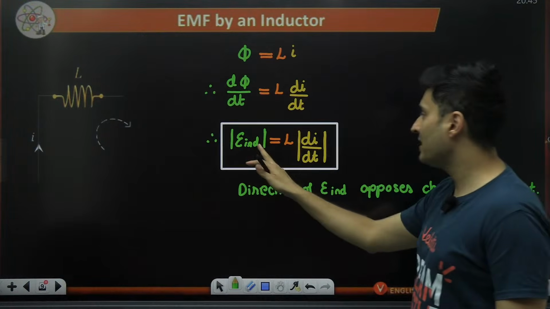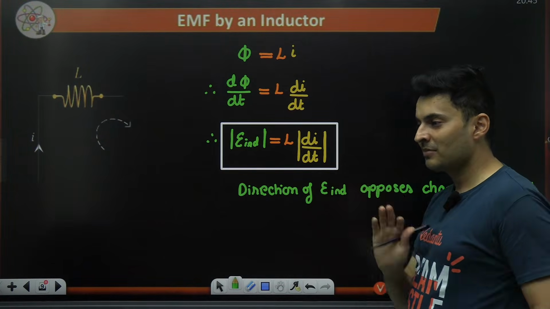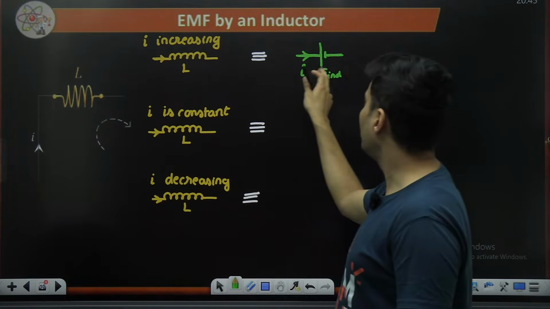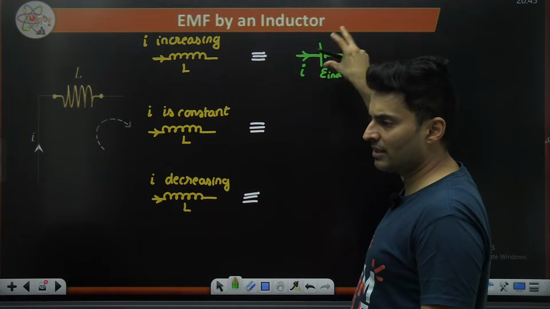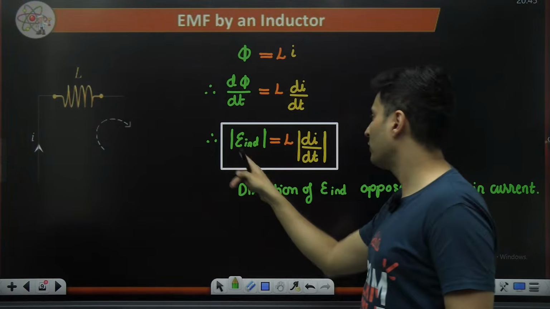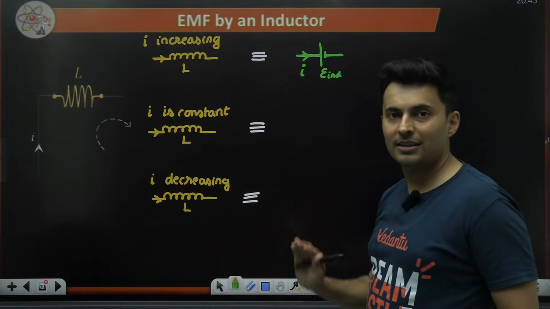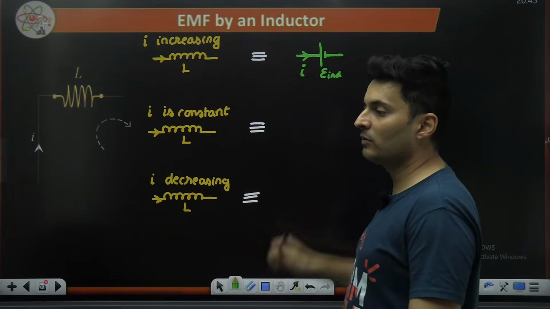The value of this EMF is given by L di by dt. Very simple. You can put that 5 volts, 10 volts, 7 volts, whatever voltage you get from here, and then just put it here instead of that inductor at that instant. That's it. So that is a replacement of the inductor.